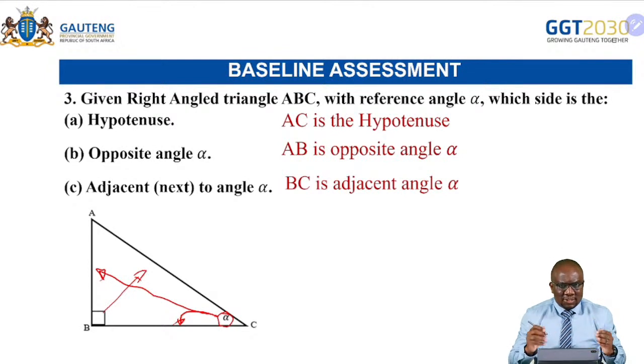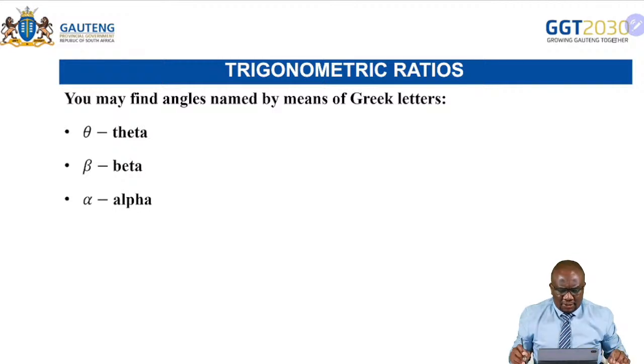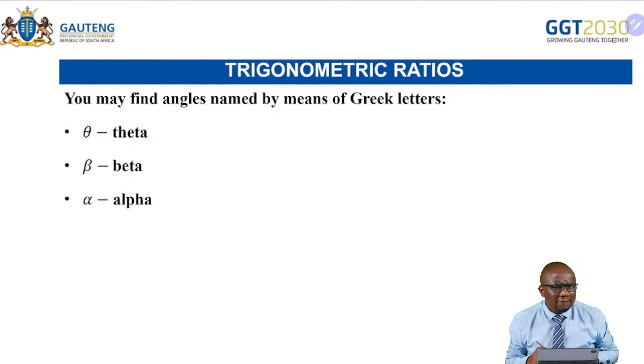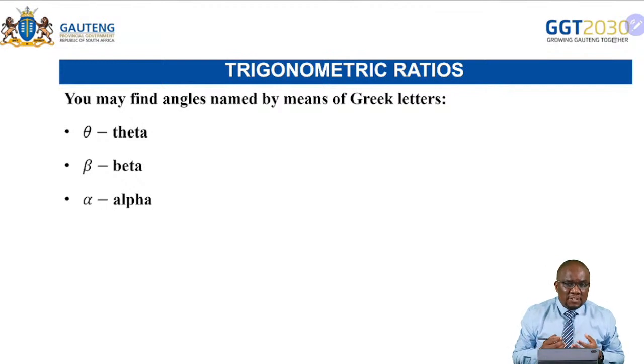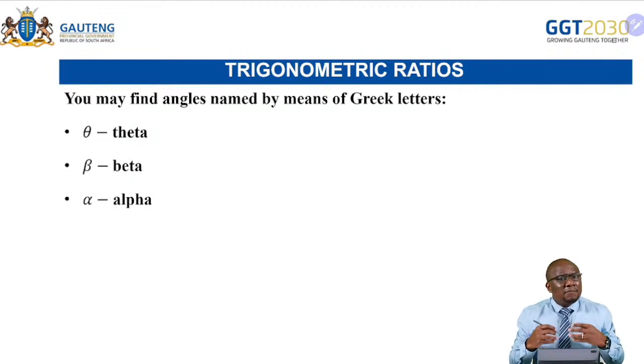Now we're getting into our trigonometric ratios. Right, now, you may find angles named by means of Greek letters. You see, I was saying angle alpha now. Some of you are saying, is that alpha? Is that A? So these are some of the symbols you may find in mathematics being used for angles. It's not like every angle is angle theta. I'm going to be using angle theta today, but it can be named alpha, it can be named beta, it can be named x, it can be named a, it can be named according to the vertices of the triangle.